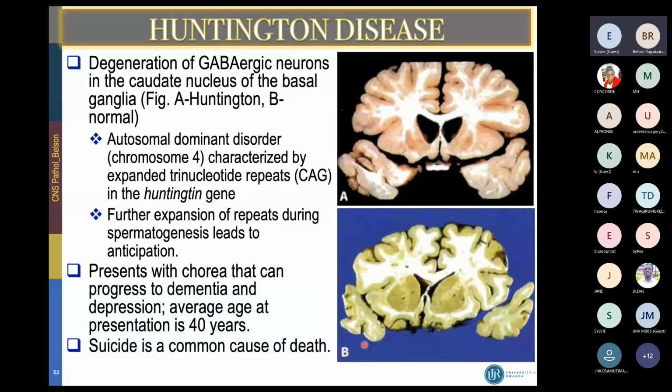Like Parkinson's, dopaminergic neurons. The neurotransmitters used here work with dopamine and GABA in the caudate nucleus of the basal ganglia. So it is an autosomal dominant disorder due to a mutation in chromosome 4, characterized by expanded trinucleotide repeats of cytosine, adenosine, guanine in the Huntington gene. You see that genes are often named after the disease: they discovered the disease that came from Huntington, then they found the gene that has the problem.